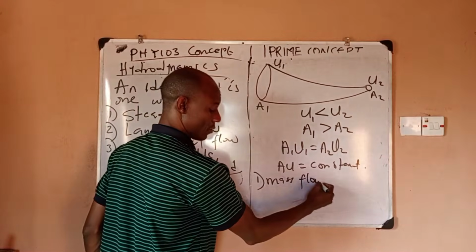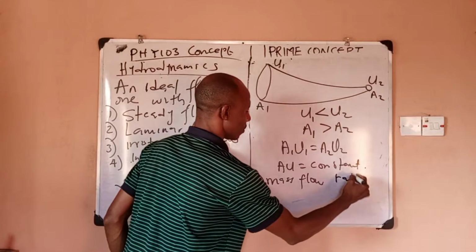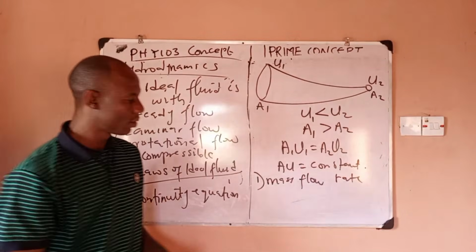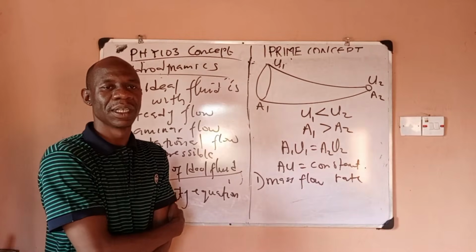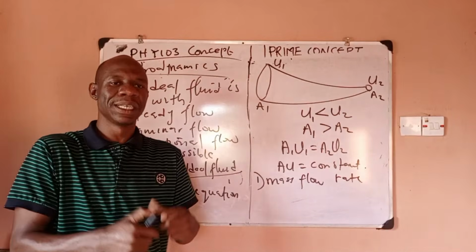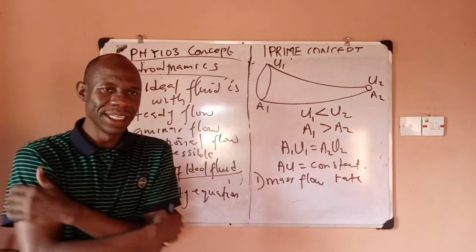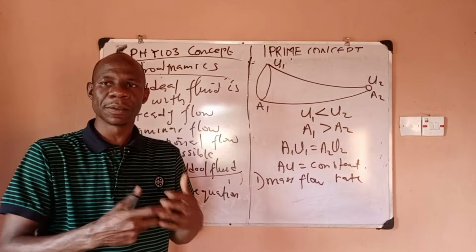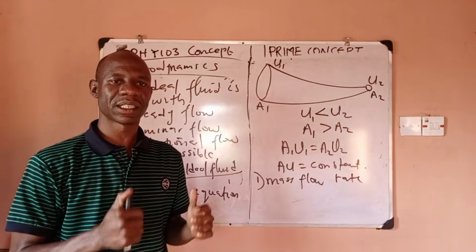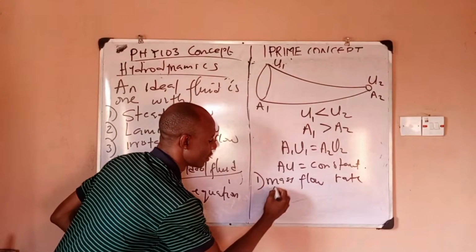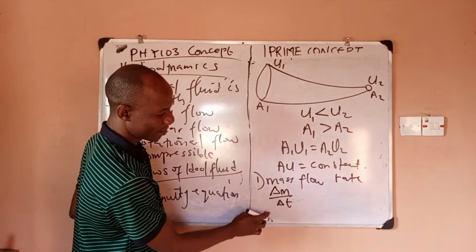Mass flow rate. That is number one, where this is derived from. What is mass flow rate? Mass flow rate is the rate at which the mass of a liquid changes at a particular point. That is what we call mass flow rate, and it is changing mass over what? Over time. That is mass flow rate.